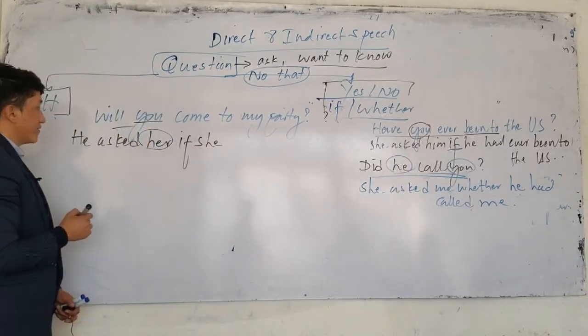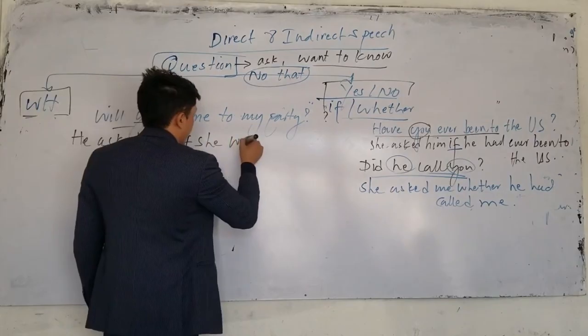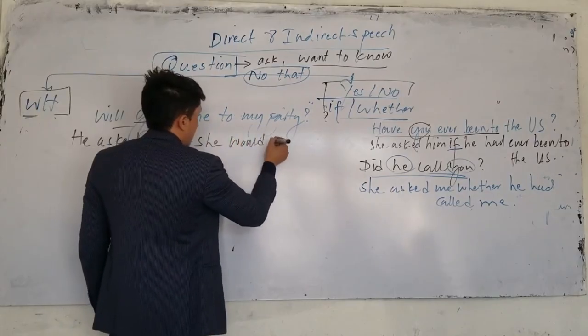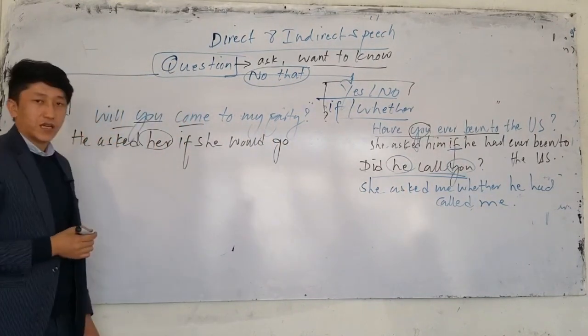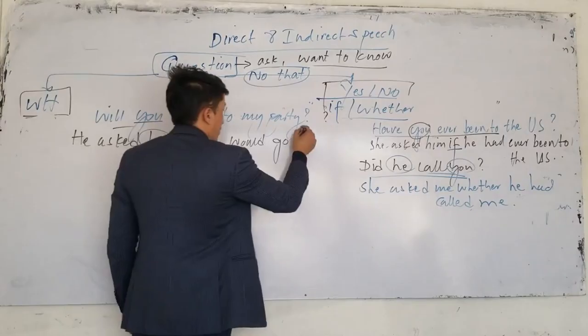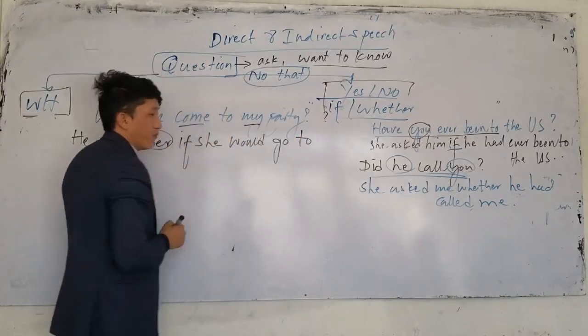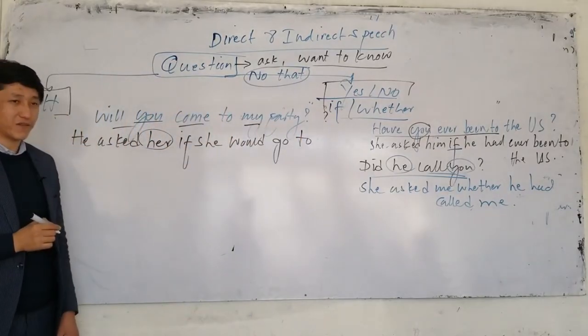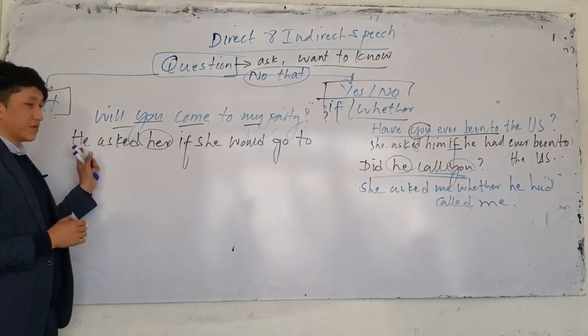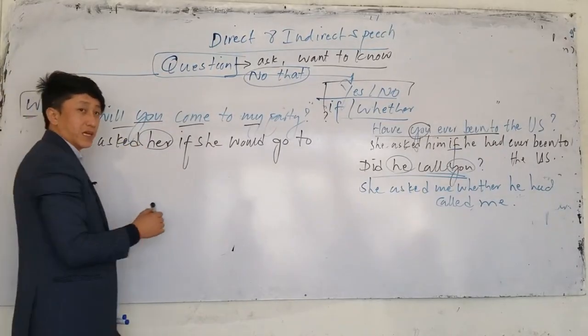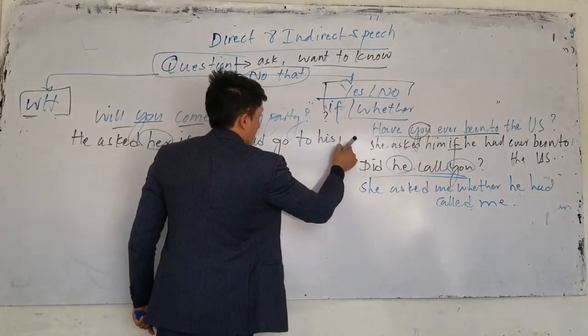Future. So if she will changes to what? Would. If she would come, come changes to, actually go here. Sometimes come changes to what? Go. If she would go to what party? Who is my here? My is the first person. So it's possessive, and here it changes according to the subject. My party becomes what? His party.